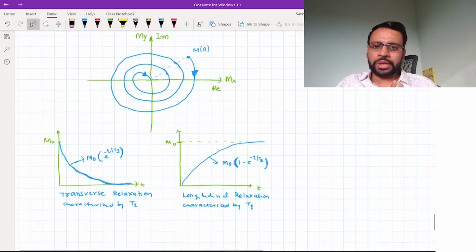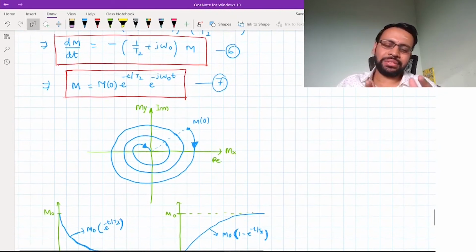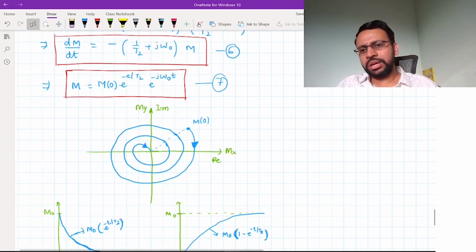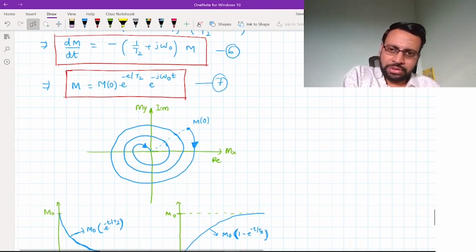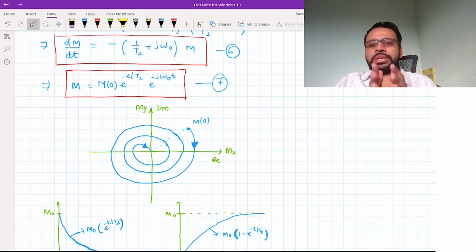That's all. Now anytime you want the components in x and y, how do you do it? The same story here: you write this as cos omega naught t plus j times sin omega naught t. The real part of M would give you the x component, and the imaginary part would give you the y component.